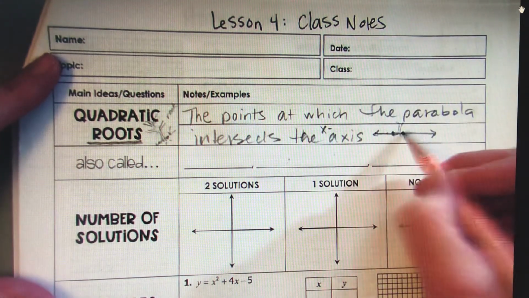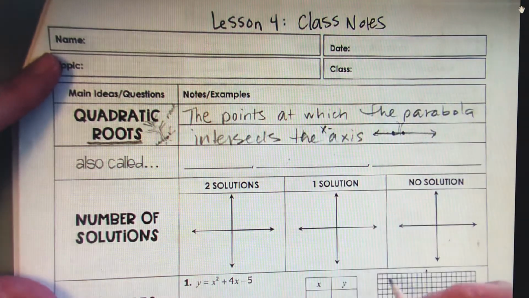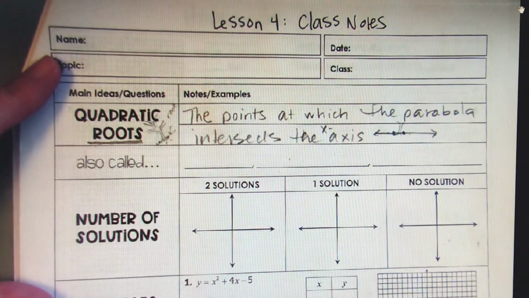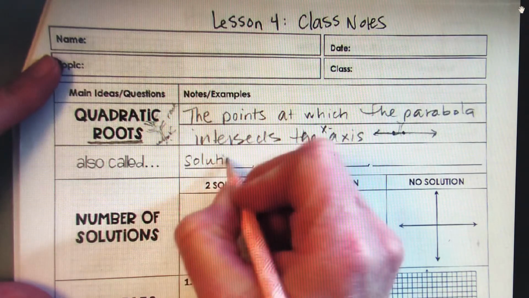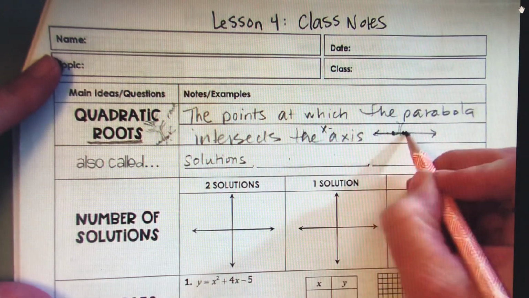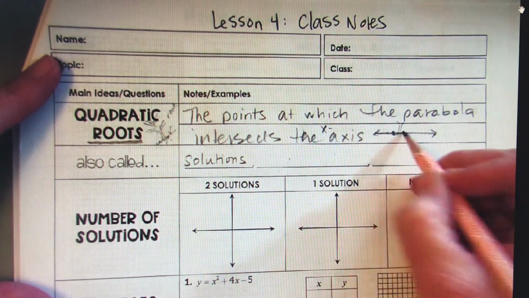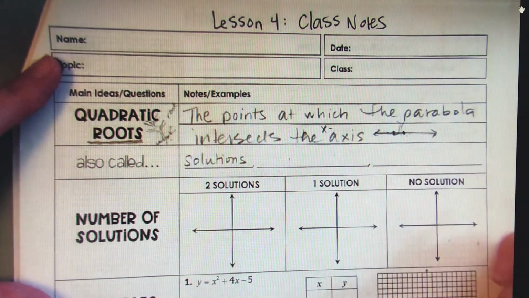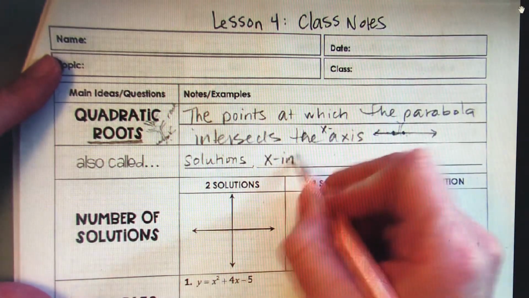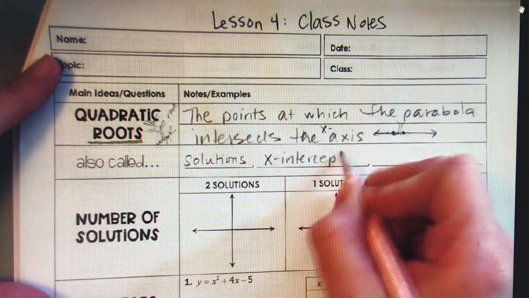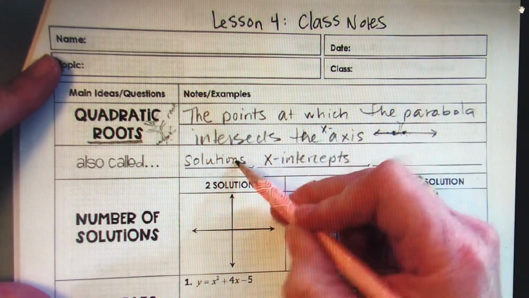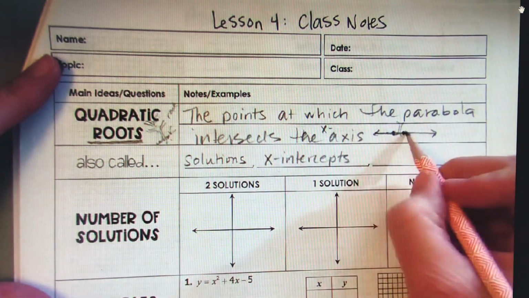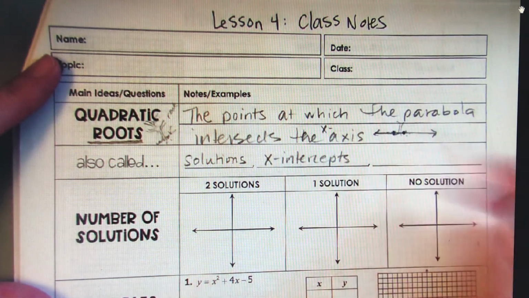Now, there are other words for this that you are going to hear. The other words you're going to hear for this are, first of all, solutions. Oh, so right there, as soon as it touches the x, that's a solution. Okay. Well, we could also call this the x-intercepts. And hopefully that makes sense because this is where it is rooted in. This is where the solution is rooted into the x-intercept, which is the horizon.